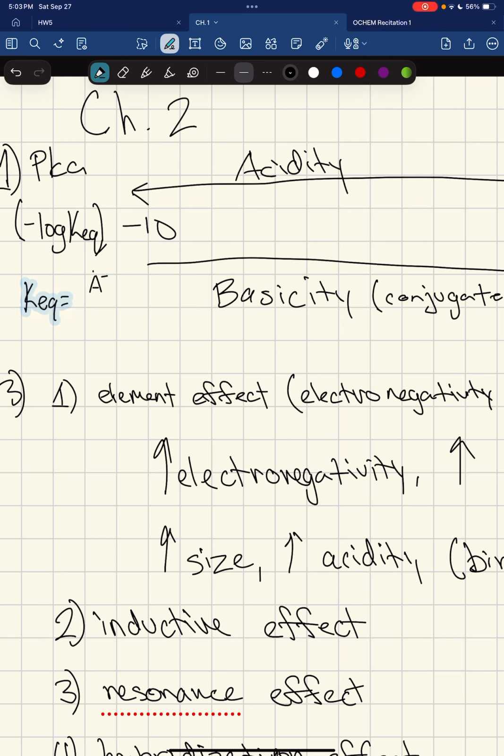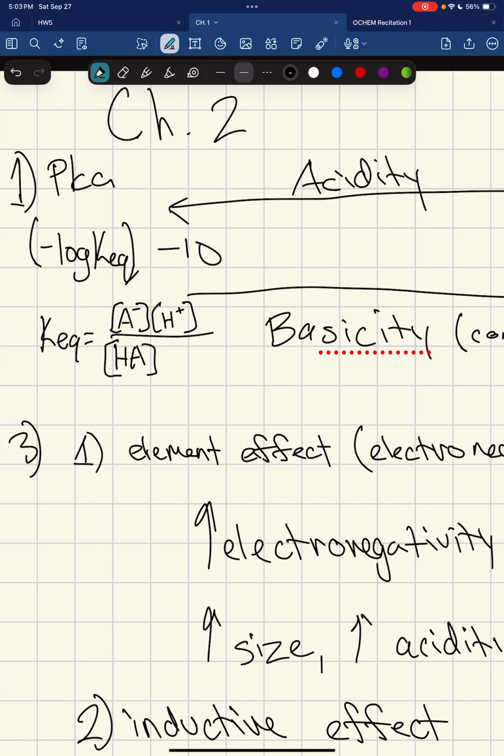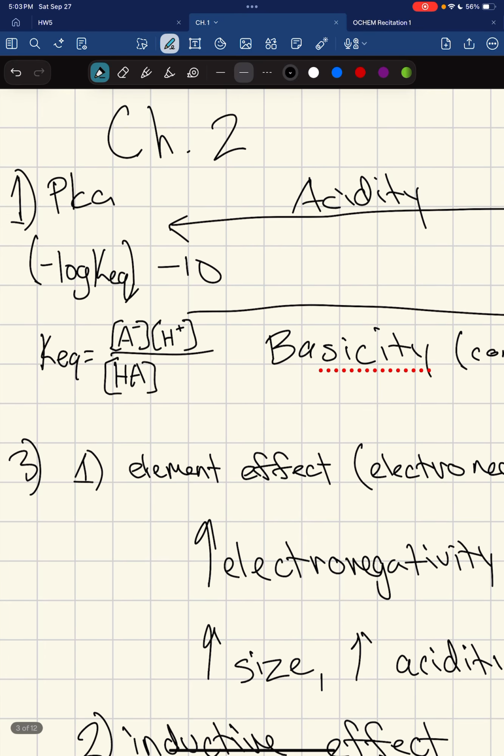So deprotonated acid, and then the proton right there, over the protonated acid. And that's what Keq equals. So basically, it's calculating to what extent your acid will be deprotonated in water. So pKa, or not necessarily in water, just where the equilibrium lies between protonated acid and deprotonated acid.